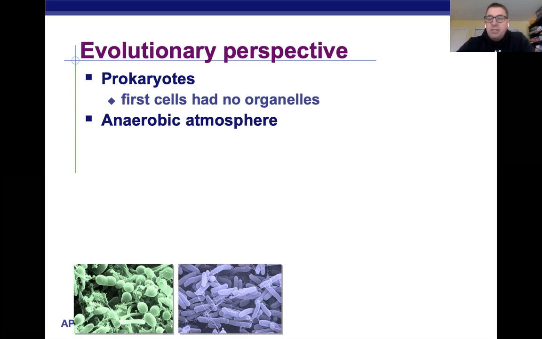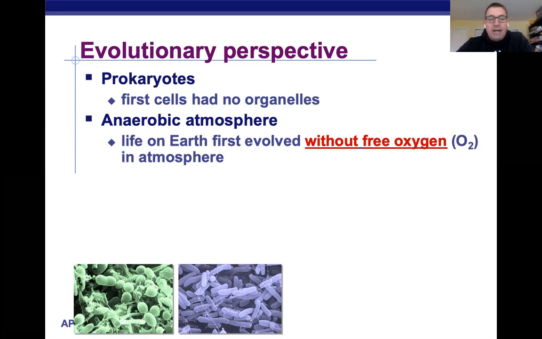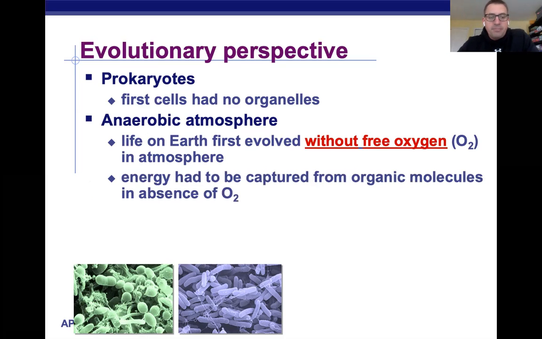Early Earth's atmosphere was an anaerobic atmosphere. Very little oxygen was present, right? So life on Earth first evolved about 3.6 billion years ago or so without any free oxygen, any O2, in the atmosphere. Free oxygen means oxygen that is not tied up in another molecule. Like the oxygen in glucose is not free oxygen because it's tied up with all those carbons and hydrogens, right? Free oxygen just means it is O2, free in the atmosphere.